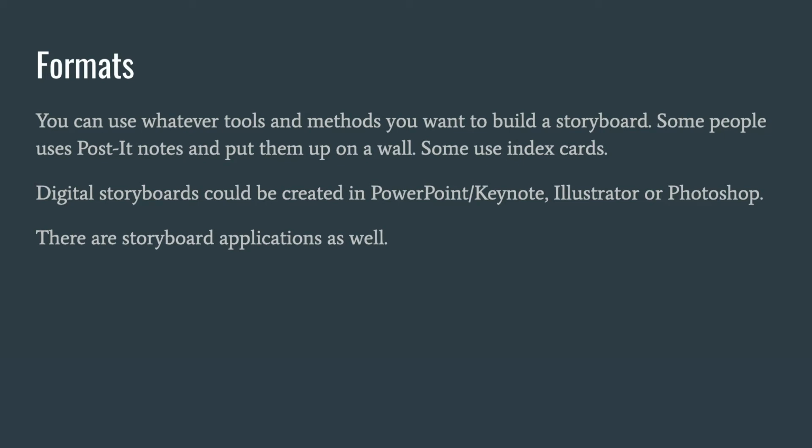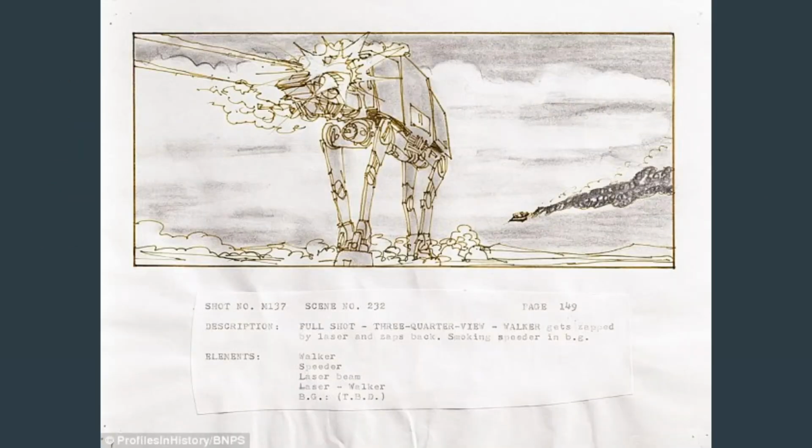Formats. You can use whatever tools and methods you want to build a storyboard. Some people use Post-it notes. You can use index cards, like I was mentioning before, or digital storyboards. You can use these applications. There are storyboard applications as well, so you can download them from either the Android store or the Apple store, and you can use them on devices like the iPad or a tablet, or you can use desktop applications.